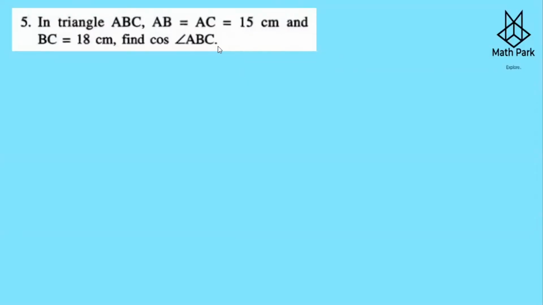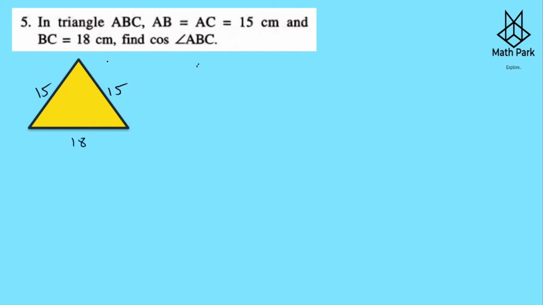In triangle ABC, you are given AB is equal to AC is equal to 15 and BC is 18 centimeter. Find cos of angle ABC. Now this is not a right triangle, right? So it is not a right triangle because Pythagoras theorem is not satisfied here. 15, 15 and the base is 18.